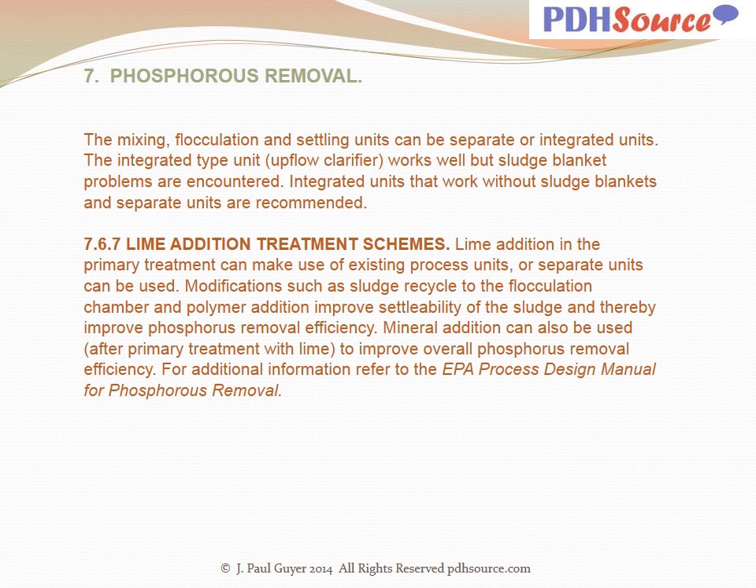Modifications such as sludge recycle to the flocculation chamber and polymer addition improve settleability of the sludge and thereby improve phosphorus removal efficiency. Mineral addition can also be used after primary treatment with lime to improve overall phosphorus removal efficiency. For additional information, refer to the EPA Process Design Manual for phosphorus removal.